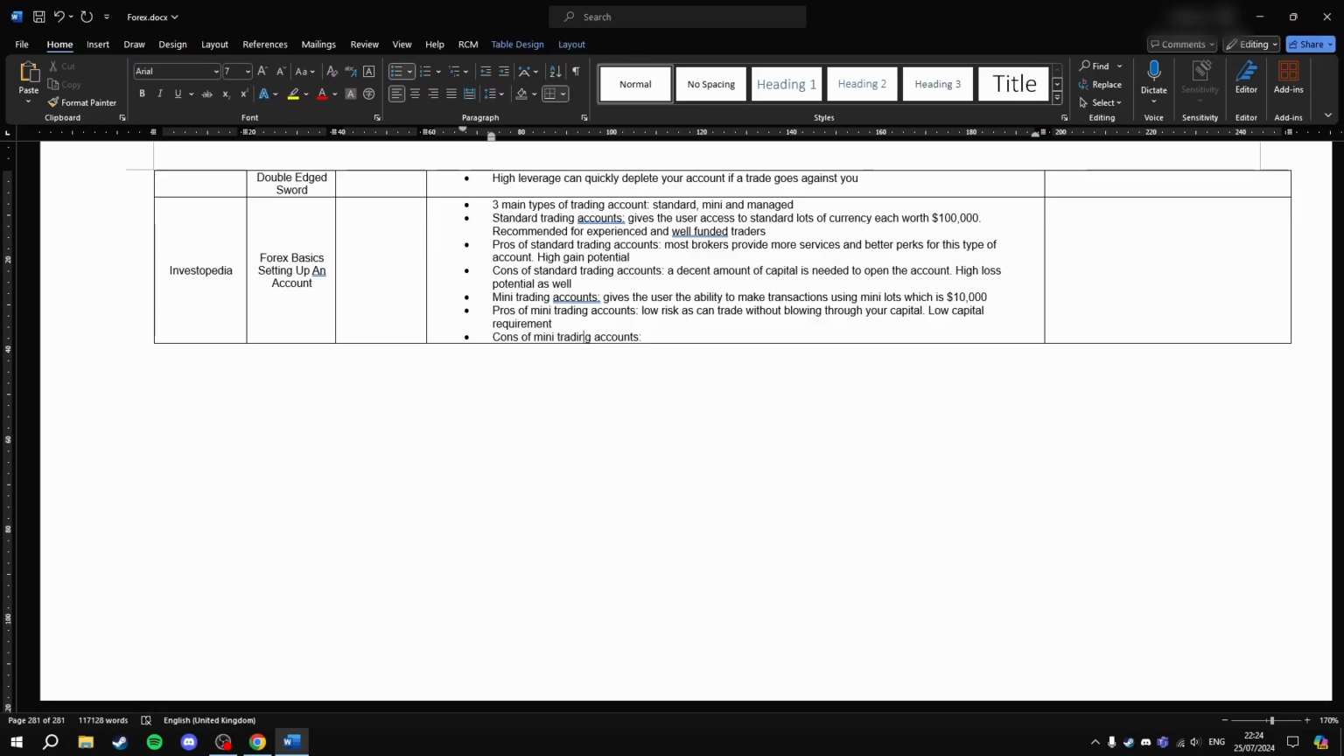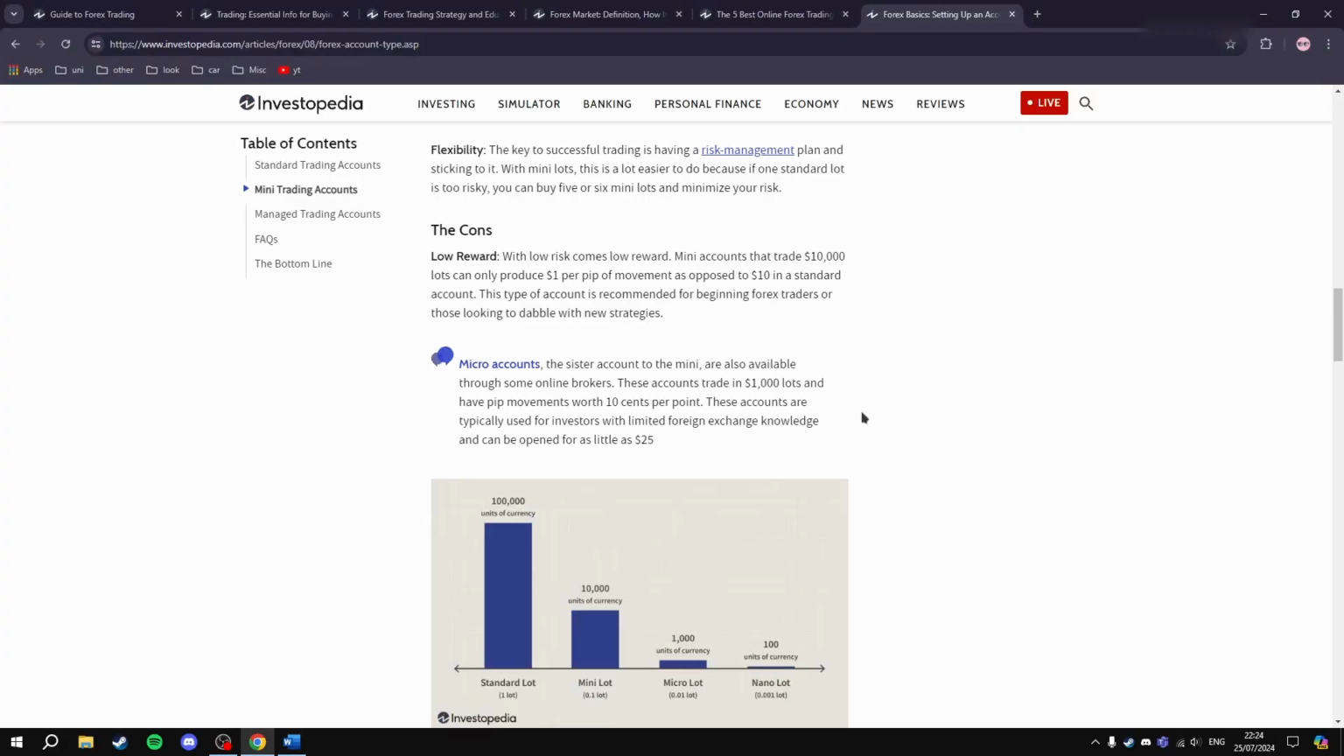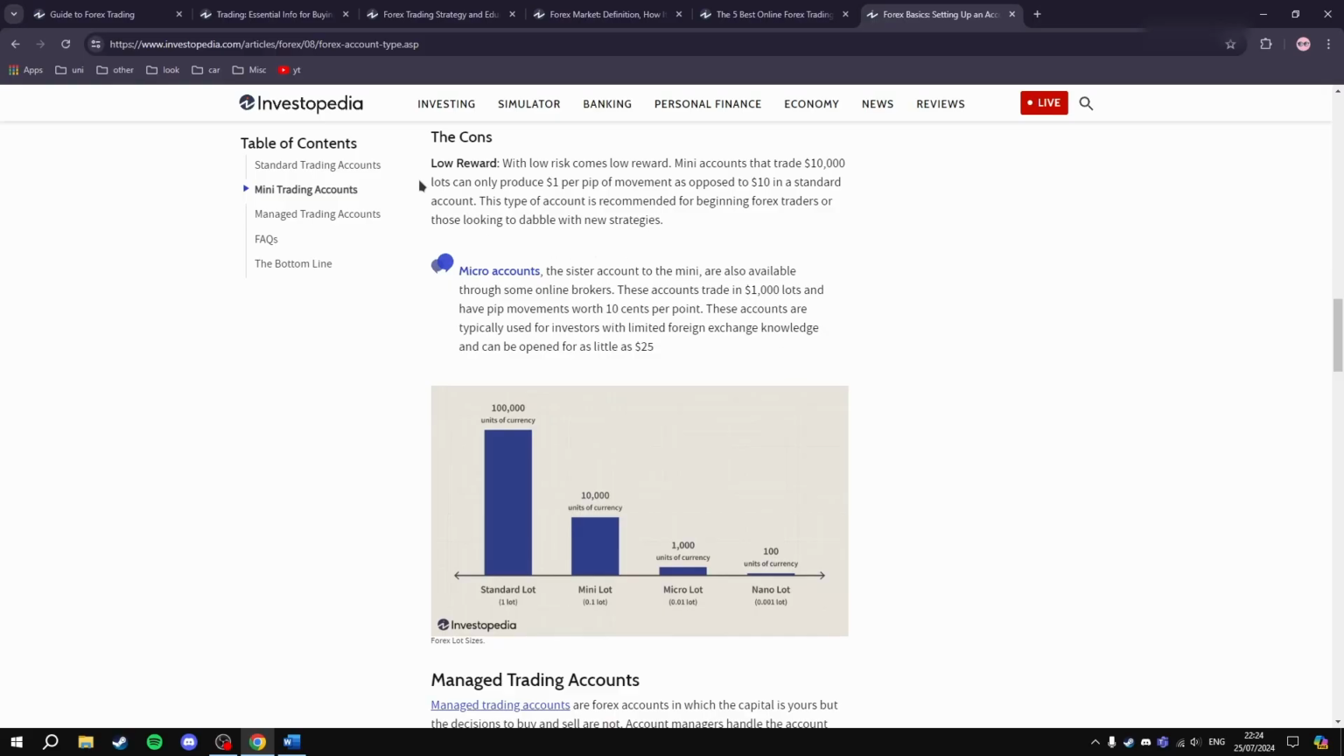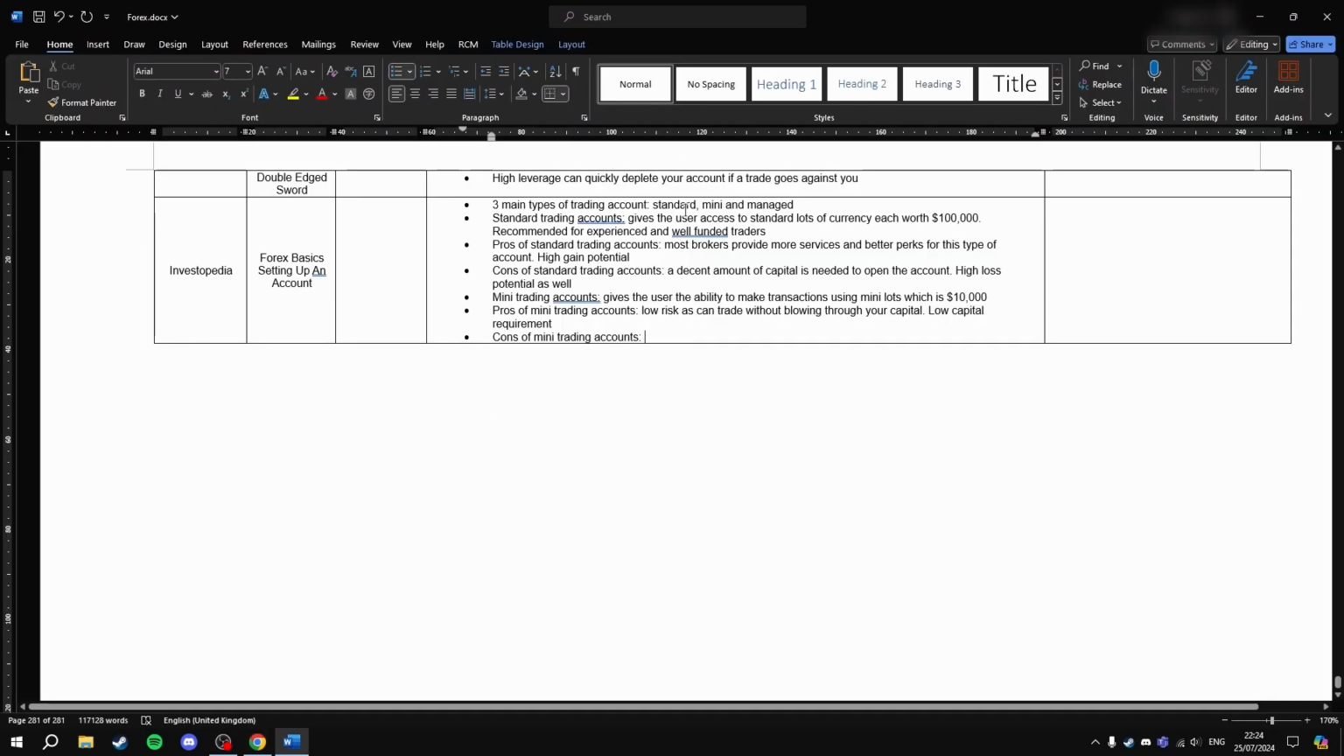So, cons of mini trading accounts. Low reward. With low risk comes low reward. Mini accounts that trade a $10,000 lot can only produce $1 per pip of movement as opposed to $10 in a standard account. This type of account is recommended for beginner forex traders or those looking to dabble with new strategies.